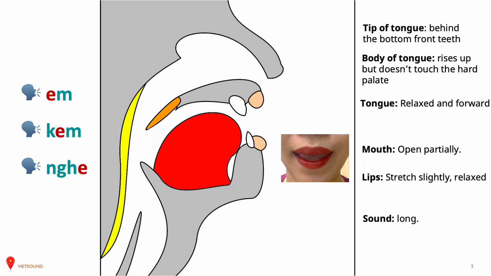Now let's talk about the mouth shape. Open your mouth partially, stretch your lips slightly and keep them relaxed. The last thing you have to remember about the A sound is that it is a long sound, so you have to prolong the A sound in words like am, cam, nghe.